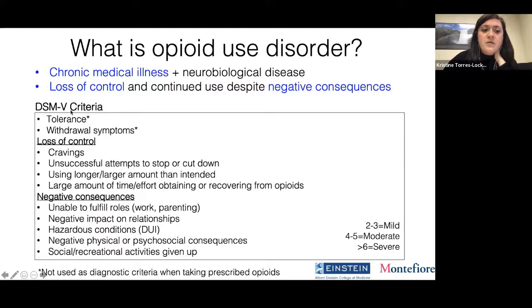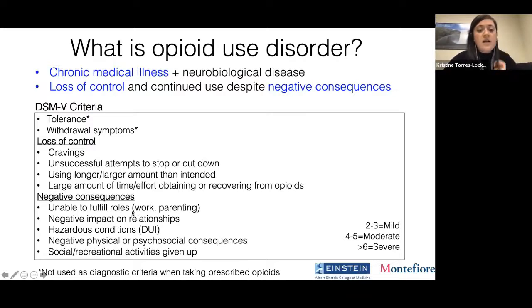Okay? So the criteria fall into 3 different buckets. I think of the physical or physiologic criteria as being tolerance or withdrawal. And then the second bucket as having this loss of control of the substance use. So cravings, not being able to cut down or stop, using more substance than they intended to, or spending a lot of time trying to obtain the substance or recover from it. And then the third big bucket is, are they actually suffering negative consequences from their substance use?